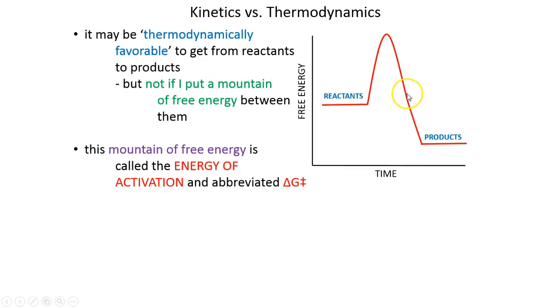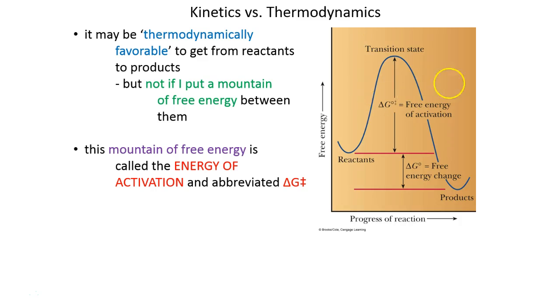This mountain of free energy requirement, the energy it takes to get from here to here, the point of collapsing, is called the energy of activation, and every biochemical reaction has one. This is abbreviated delta G double dagger. This symbol is referred to as a double dagger right here.